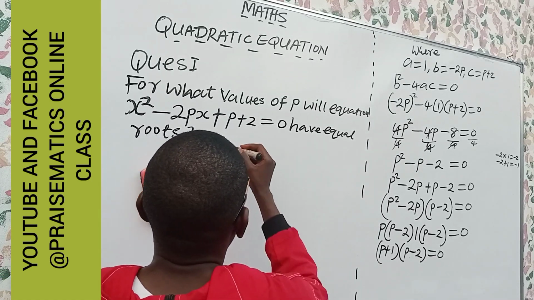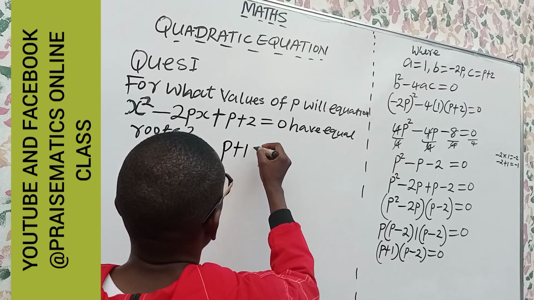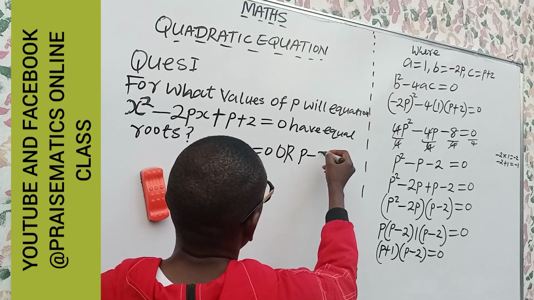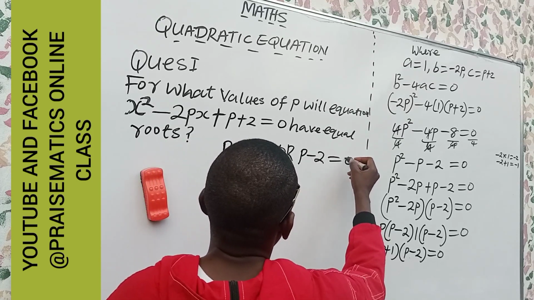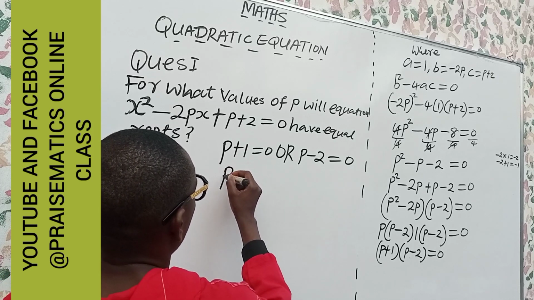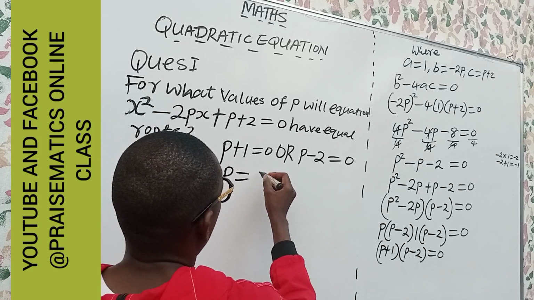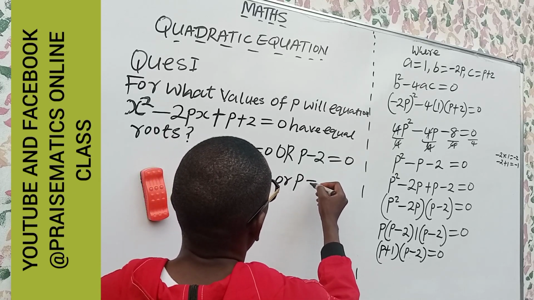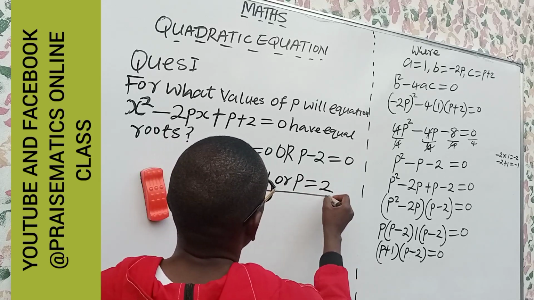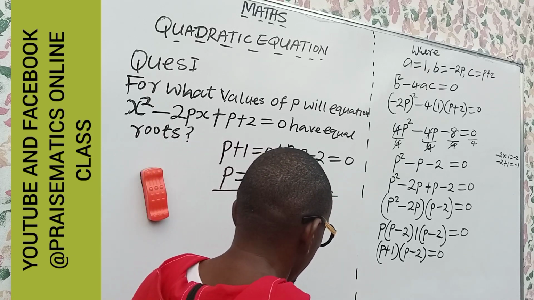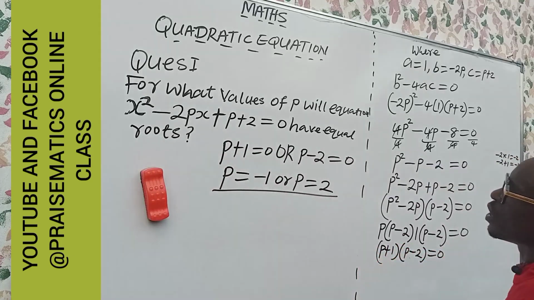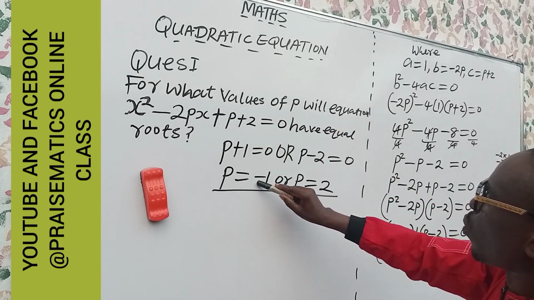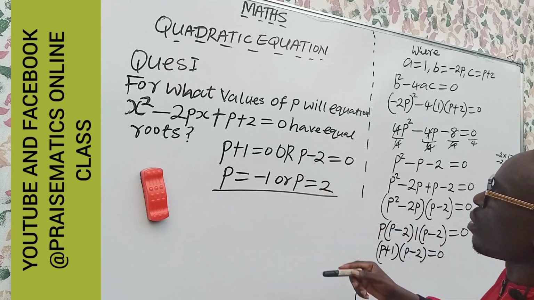So what do we have? p plus 1 is equal to 0, or p minus 2 is equal to 0. Make p the subject of the formula, where p is equal to minus 1, or p equals 2. Hence, the values of p are: p is equal to minus 1 or p equals 2.